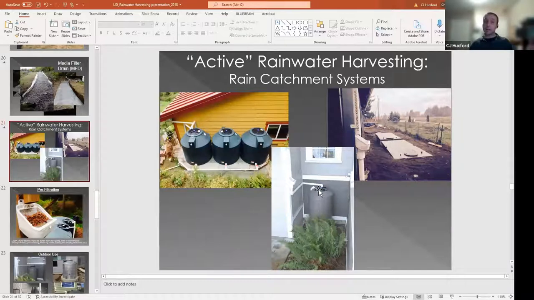Then when expanding the catchment systems, you can put multiple tanks together. So the picture on the left there is the same setup as the middle one there. But as one tank fills, they're all connected at the bottom. So they equalize and then they fill up all as one unit. So you can have multiple bays or a larger bank of tanks that you connect together.